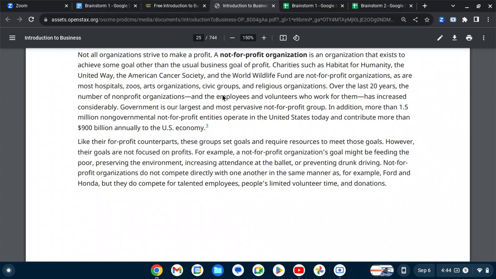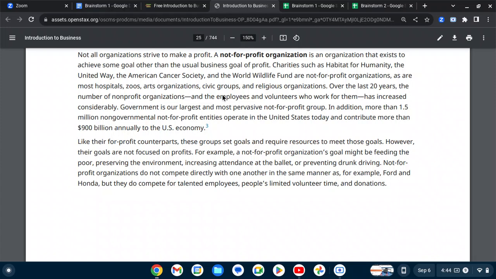Over the last 20 years, the number of nonprofit organizations and employees and volunteers who work for them has increased considerably. Government is our largest and most pervasive not-for-profit group. In addition, more than 1.5 million non-governmental not-for-profit entities operate in the United States today and contribute more than $900 billion annually to the U.S. economy. Like their for-profit counterparts, these groups set goals and require resources to meet those goals.